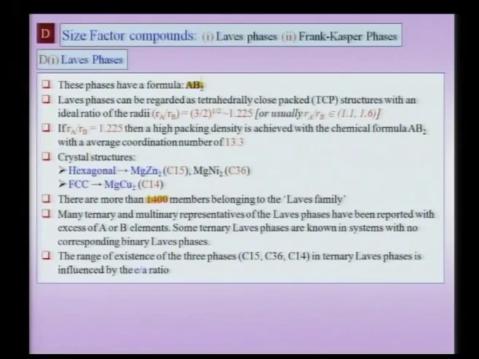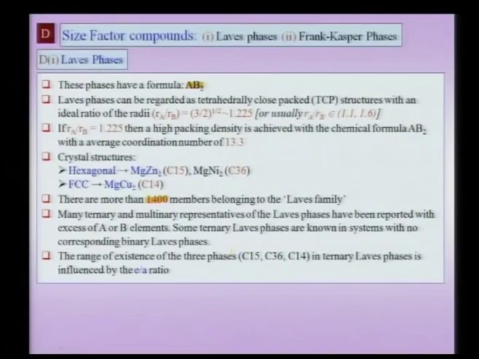For an ideal ratio of the atoms, suppose I am talking about an AB2 kind of compound, then you have Ra by Rb which is root 3 by 2, approximately 1.225. Even when the Ra by Rb ratio is not exactly this ideal value, you would still form a tetrahedrally close packed structure which has the formula AB2.